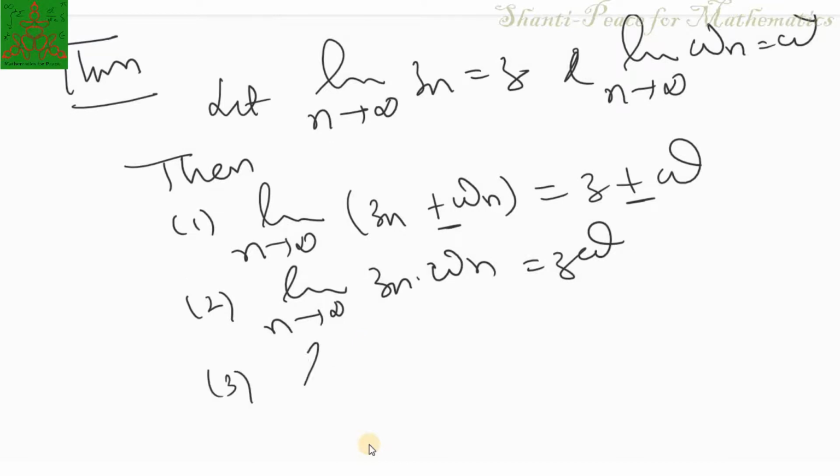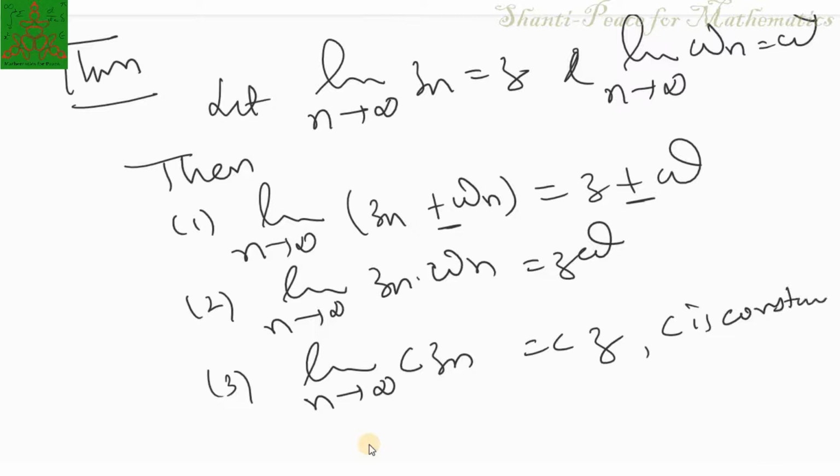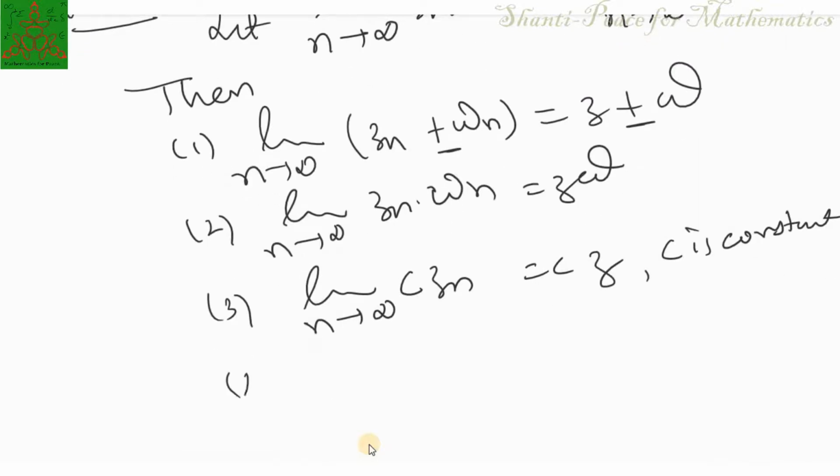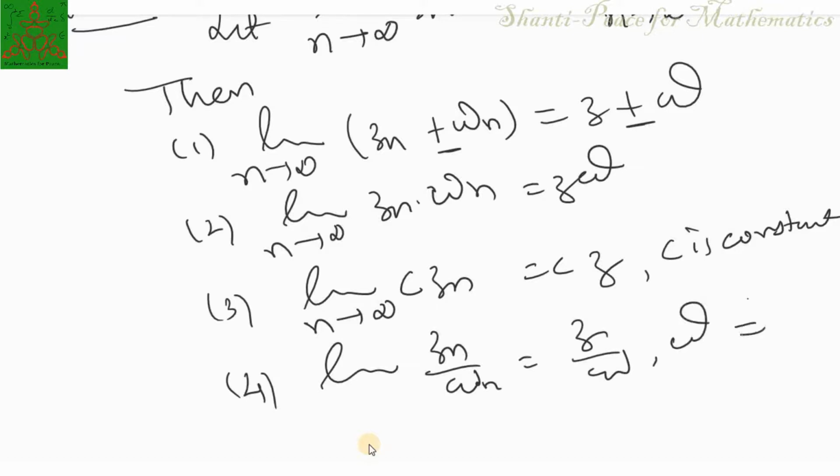The third one is limit of C into Zn as n tends to infinity is C times Z, where C is a constant. And the fourth one is division: limit of Zn upon Wn will be Z by W, provided W is not 0, as n tends to infinity. We are not going to discuss the proof of this, but this is a very important result to check whether a given sequence is convergent or not.